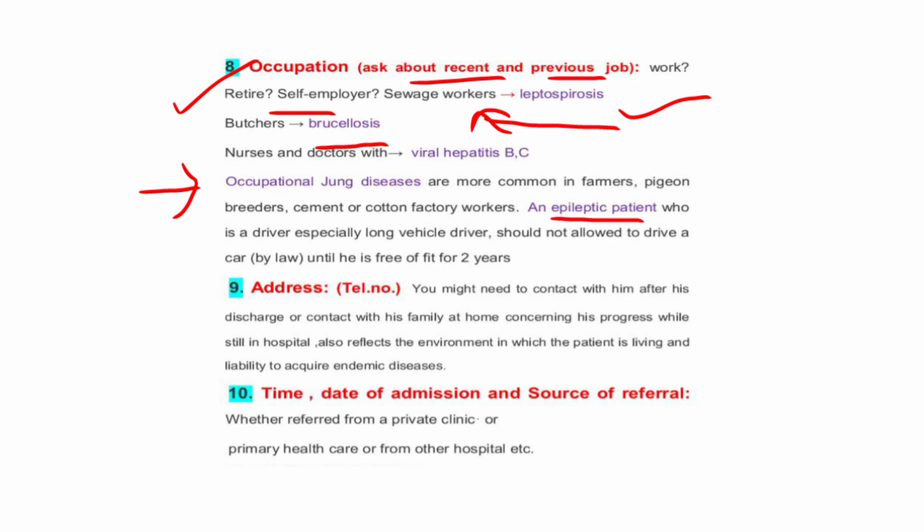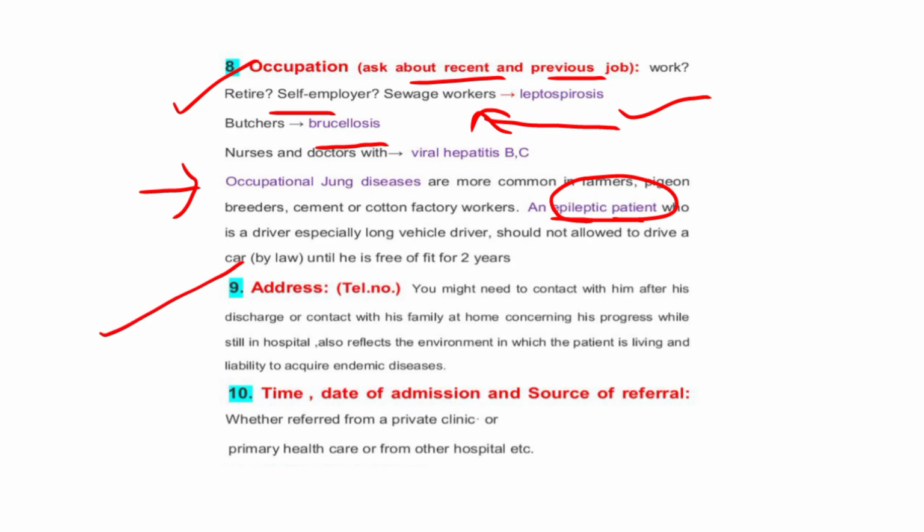An epileptic patient who is a driver, we tell the patient not to drive because in epilepsy seizures, abnormal electrical activity in the brain occurs and there is also loss of consciousness, so it is dangerous for the patient to drive.